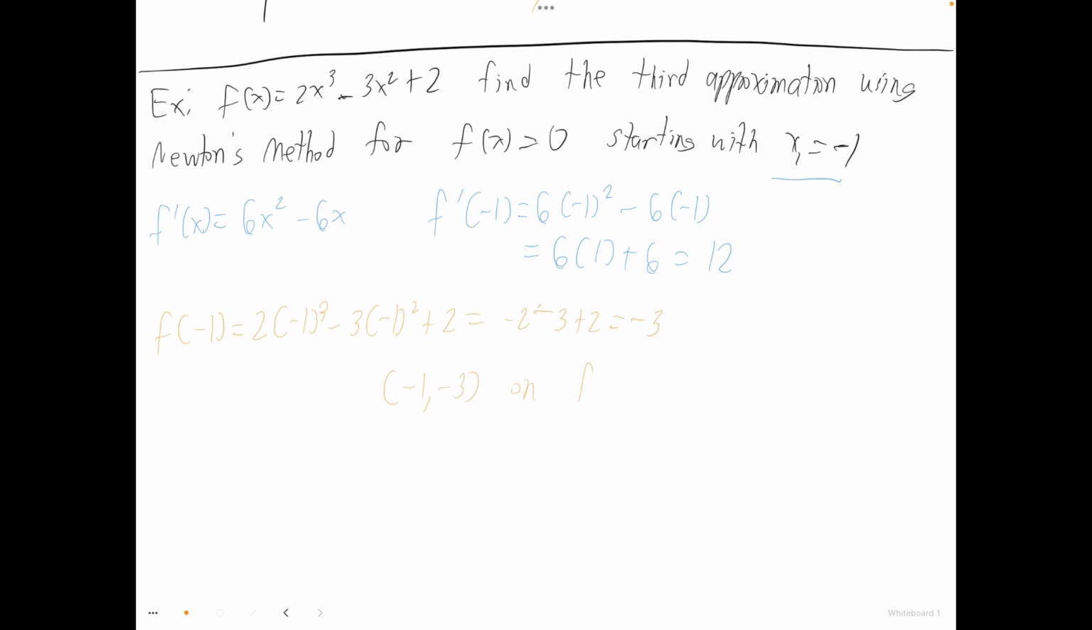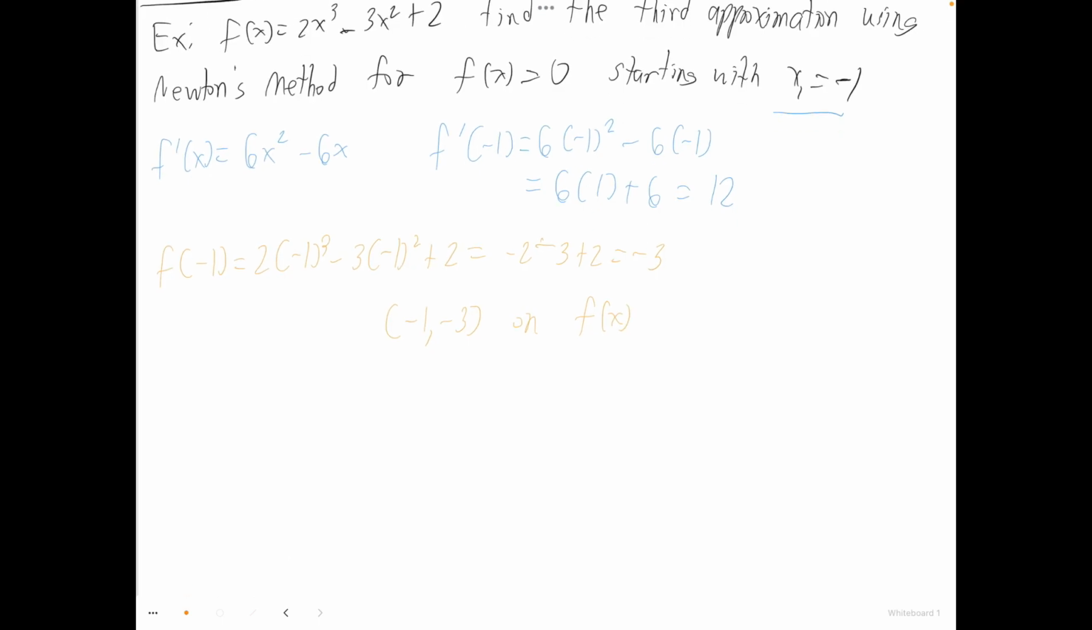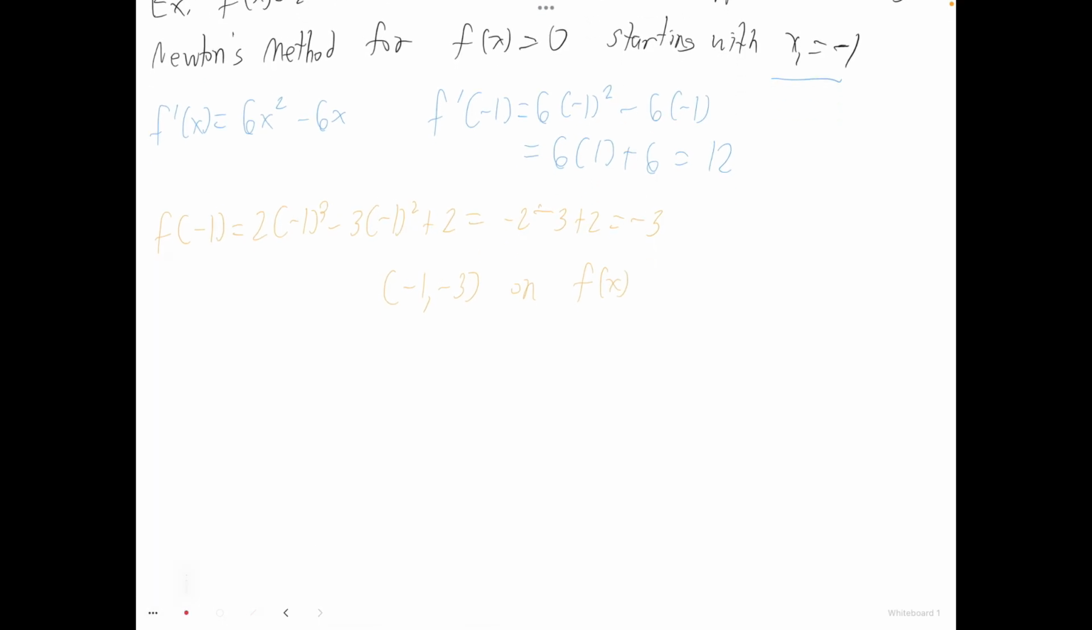Okay, so using the point slope form of a line, we're going to have y minus y1 equals m, which is the slope, which is 12, times x minus x1. So we have y plus 3 equals 12x plus 12. And then solving for y, we get y equals 12x plus 9.